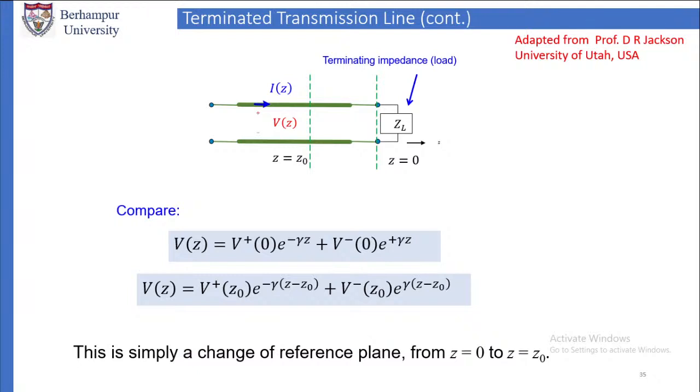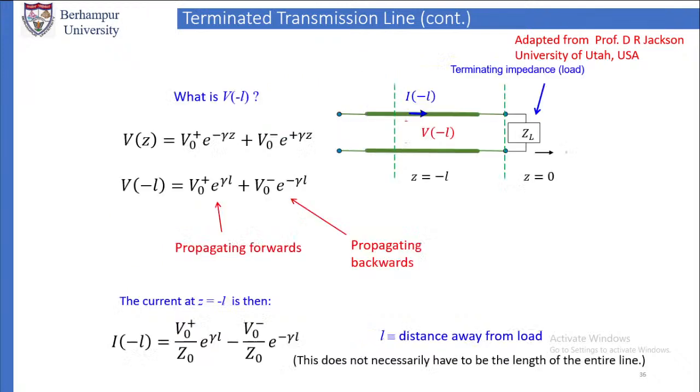Now, what does this imply? This implies that simply a change of reference plane has occurred from z equal to 0 to z equal to z0. That is what has happened. So if you put z0 equal to 0 in the second equation, you will get the first equation. Otherwise, no difference. Both are the same equations.